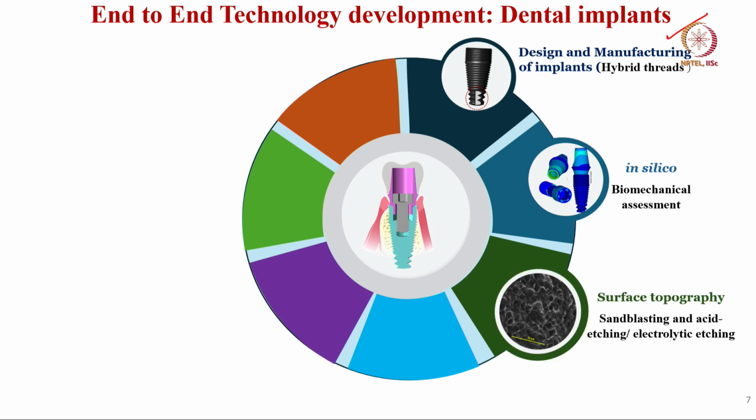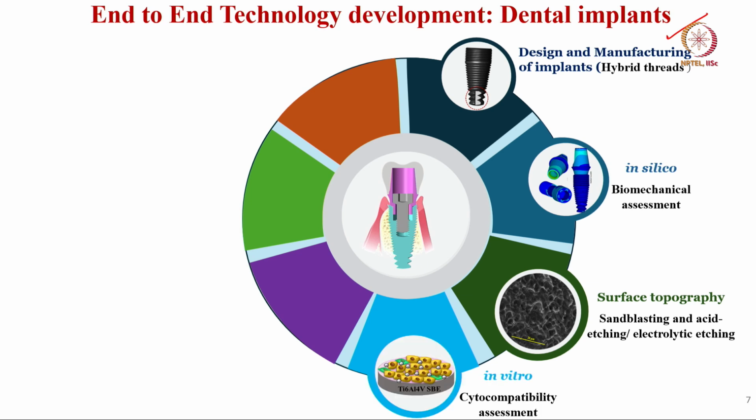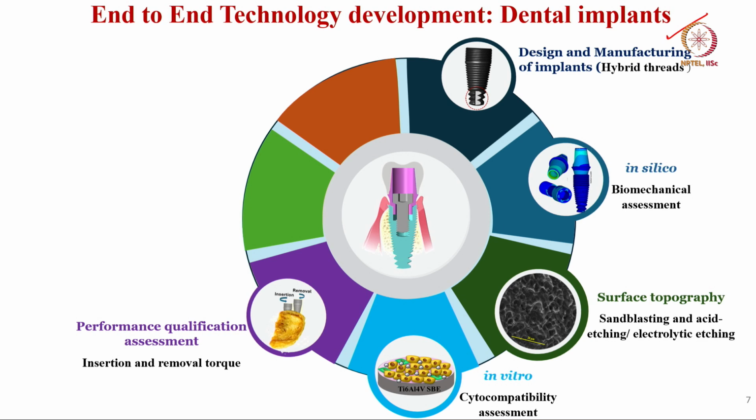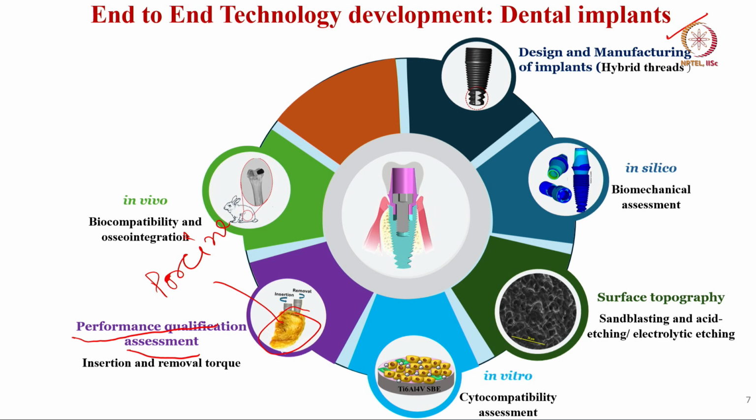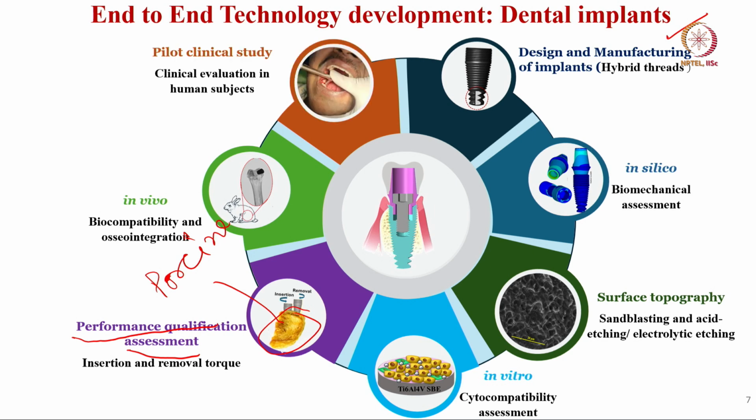Then the surface treatment. So, if the surface treatment is done, how that will influence the biocompatibility property of this material. So, therefore, in vitro cytocompatibility, in vitro means experiments which are conducted using glassware. Then comes performance qualification assessment like insertion and removal torque. There you can use porcine bone or human cadaver bone just to show that when you implant these materials, what kind of torque you need to place that implant. Then in vivo biocompatibility and osseointegration, and pilot clinical study, clinical evaluation in human subjects.